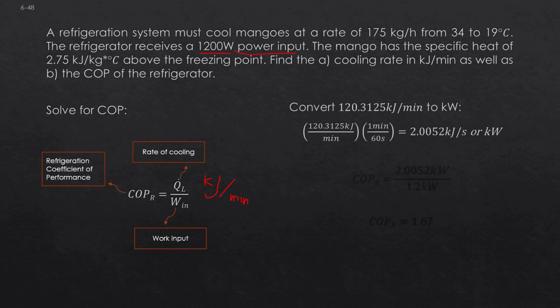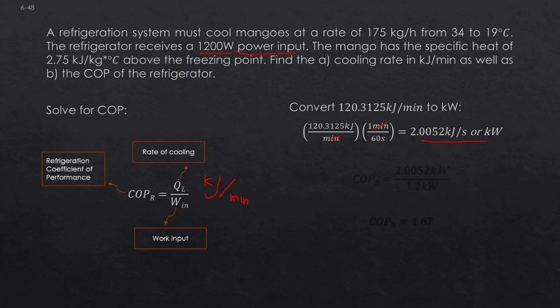We have 120.3125 kilojoules per minute. That's 1 minute over 60 seconds. So eliminating this unit, we will get 2.0052 kilojoules per second or kilowatts, and this will be our rate of cooling.